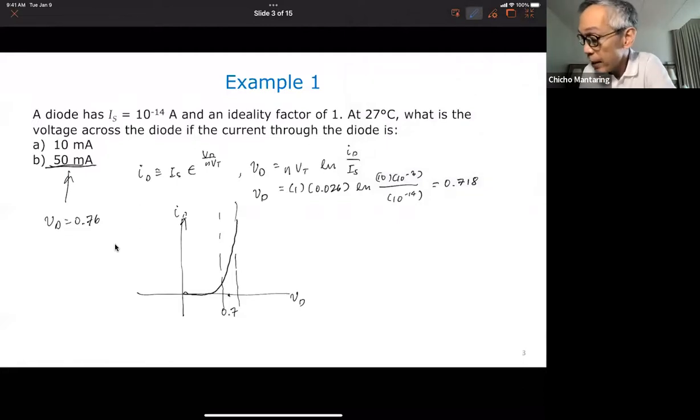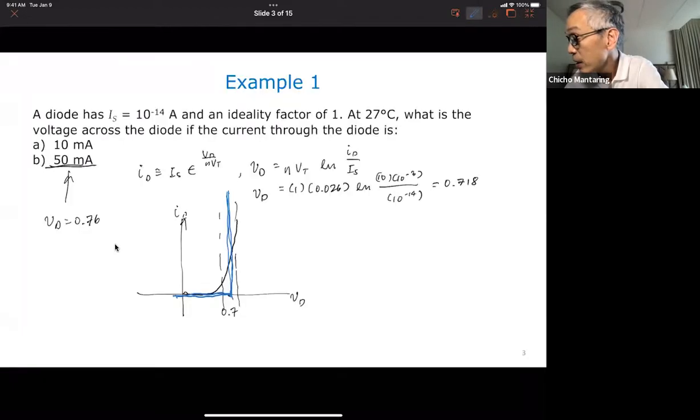We approximate the diode this way. This is the second approximation. The diode is approximated as a constant voltage source. And then the third approximation: the first approximation is ideal, the second approximation is this approximation. And then the third approximation, lalagyan lang natin ng konting slope.